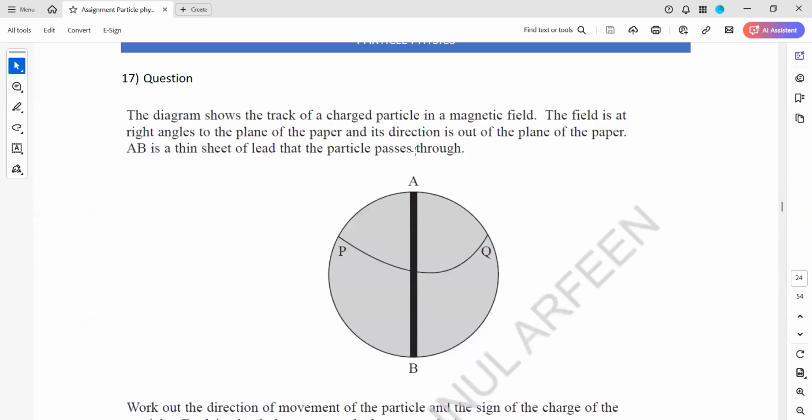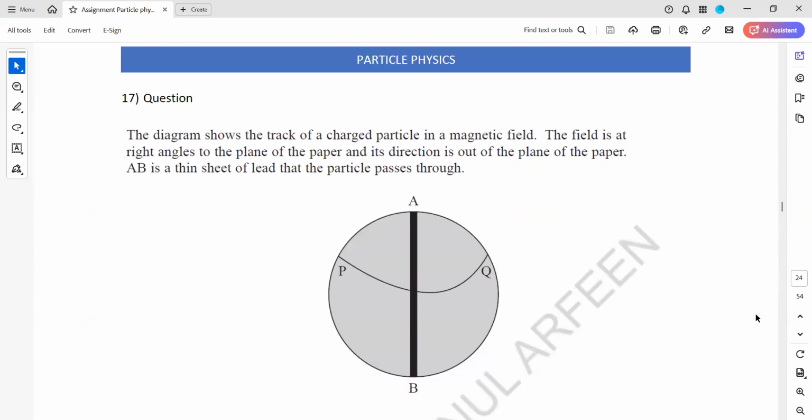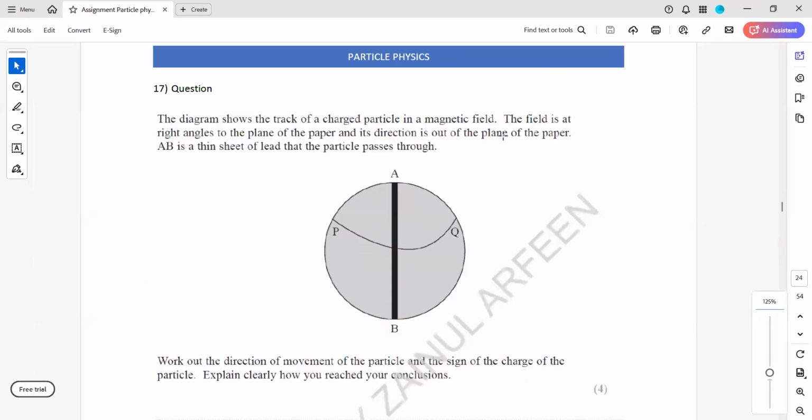Next, we have question 17. The diagram shows a track of a charged particle in a magnetic field. The field is at a right angle, perpendicular to the plane, and its direction is out. So the magnetic field is pointing out. AB is a thin sheet of lead, as you can see. First, work out the direction of movement of the particle.